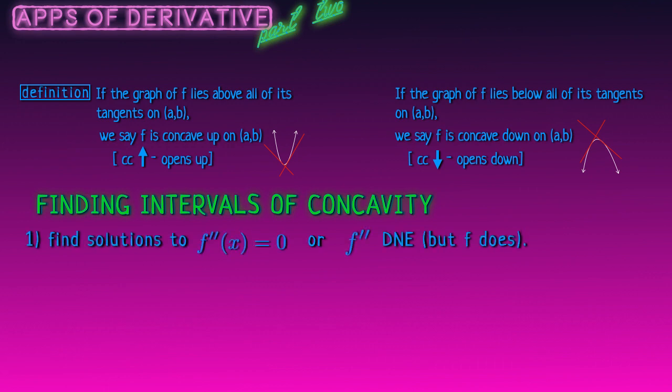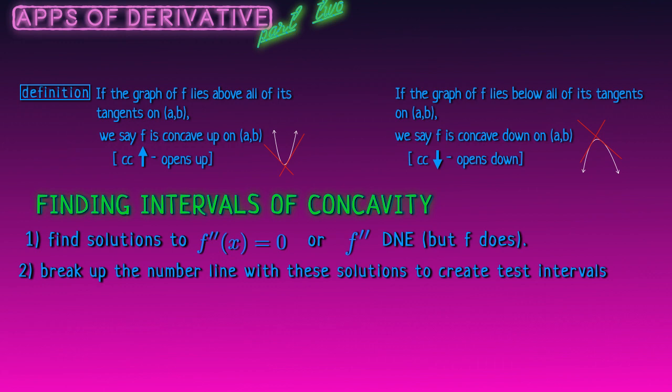Okay, so if we want to find the intervals of concavity, then first we have to find solutions to f double prime equal to 0, or where f double prime doesn't exist but f does. So that should look familiar. That's basically what we did with critical numbers, only we did it with f prime, not f double prime. So anytime f double prime is equal to 0, those x values are going to be possible inflection points.